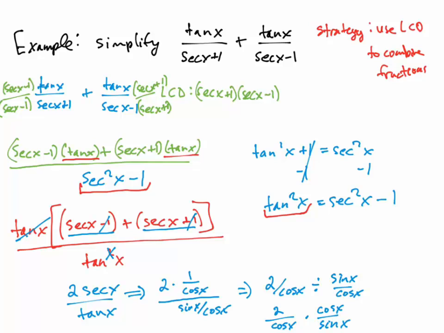And what we'll see is that these cosines cancel. You don't need to necessarily go through this step if you see right away that the cosine cancels. And then we are left with 2 over sine x. And if sine x is in the denominator, this is the same thing as cosecant x. So ultimately we're going to have 2 cosecant x.